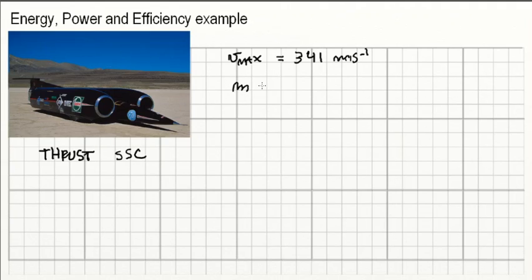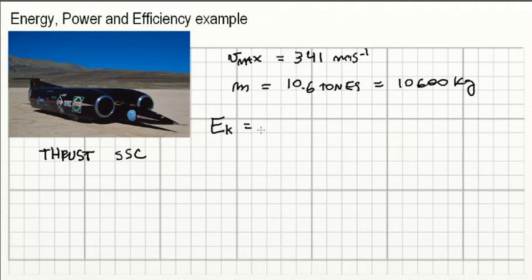Also, the mass of this vehicle is about 10.6 tons. And well, tons is not really useful to us, so let's write this as 10,600 kilograms. Now, the first question I could ask you is, what is the maximum kinetic energy that this vehicle could develop? So the maximum, and remember that you can pause the video, right? So you can try it out yourself.